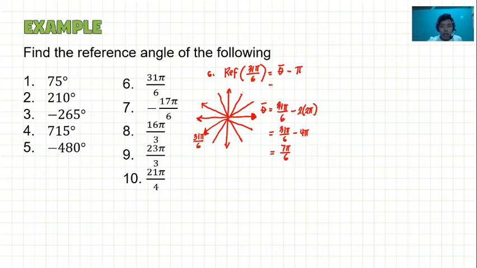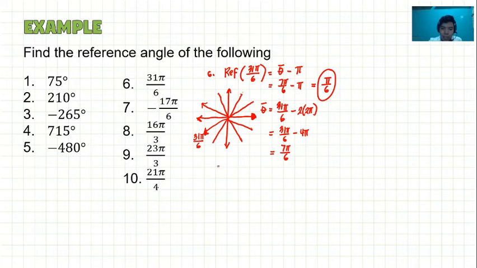And this is now equal to 7 pi over 6 minus pi. And this is just 7 pi minus 6 times pi, which is 6 pi. So that is pi. So this is now equal to pi over 6. So that is our reference angle for number 6. Okay, so this is the reference angle of 31 pi over 6.